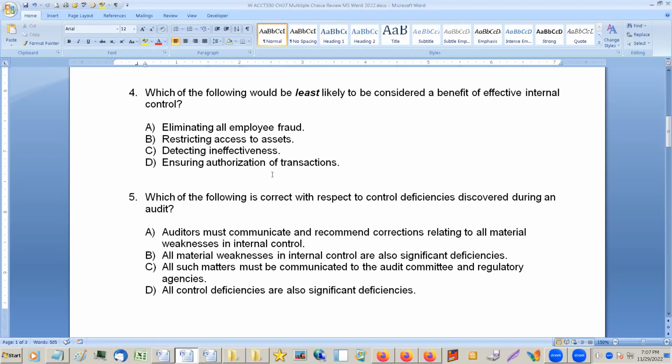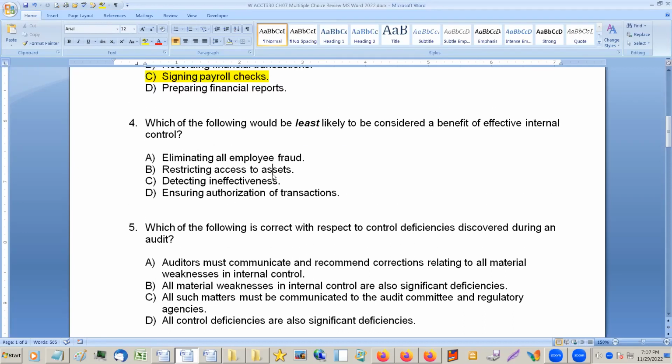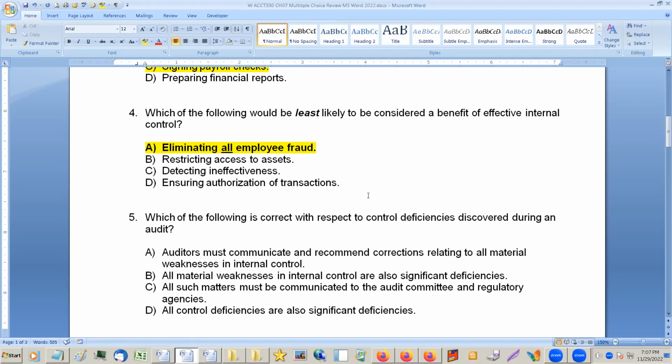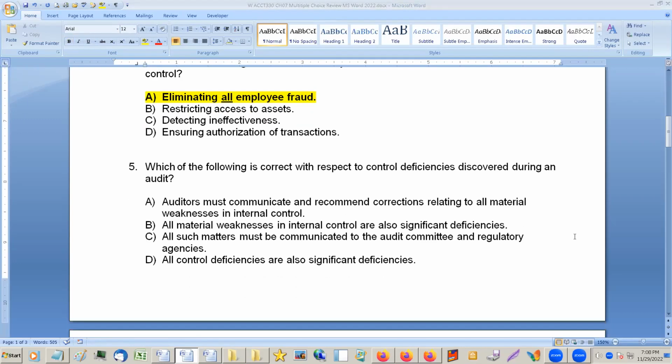Which would be the least considered benefit of internal control? There's one on here that is impossible. You are never going to eliminate all employee fraud. You might reduce it, but eliminating all employee fraud, think about someplace like Walmart. How are you going to keep someone from stealing a candy bar on their break or something?